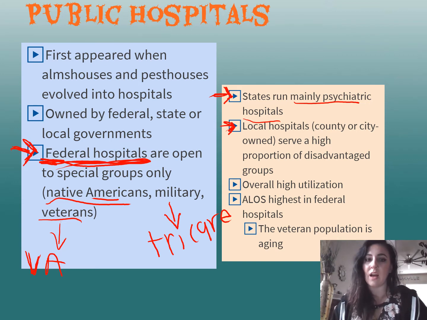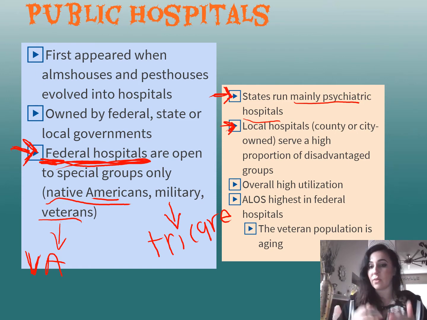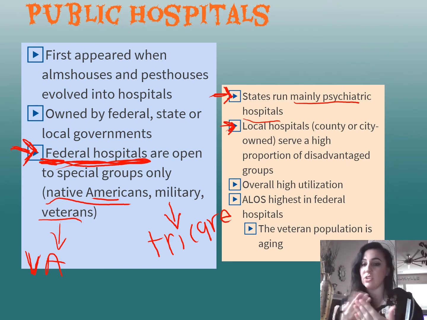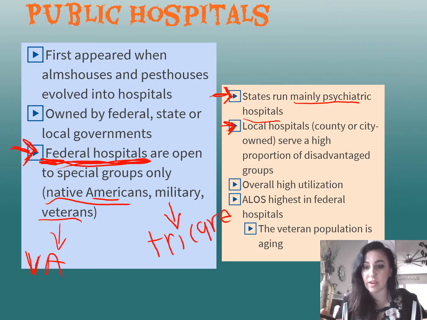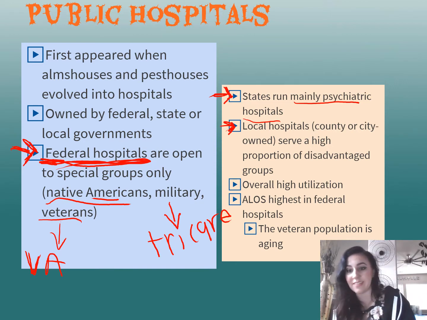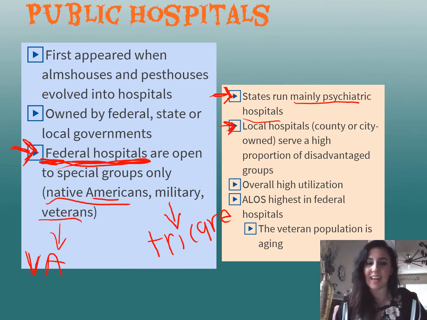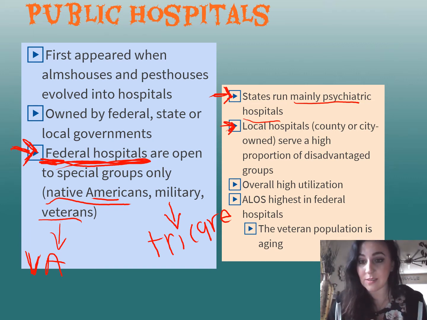So any hospital facility that is owned by the federal government is not open to regular citizens. I don't know about you guys, but unless you fit into one of these special groups, you're not allowed to use those hospitals. They're not going to treat you there. You go to the regular ones, the civilian ones. Like, I know I can't use those hospitals.